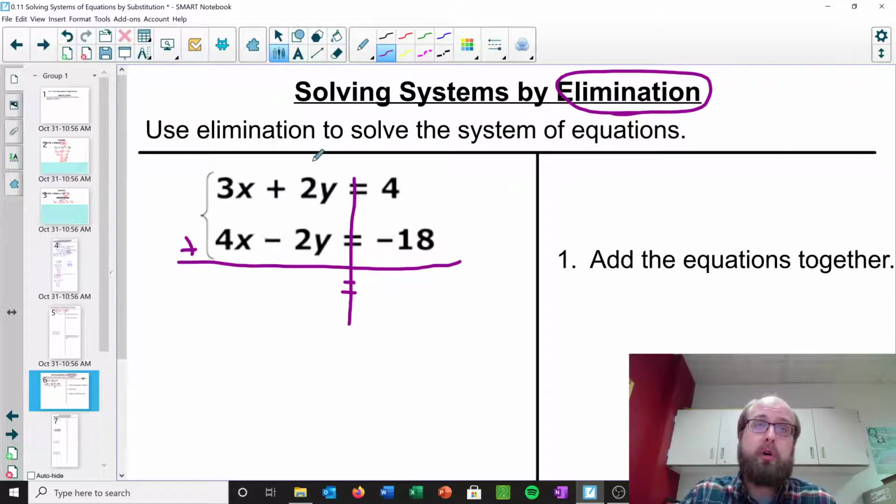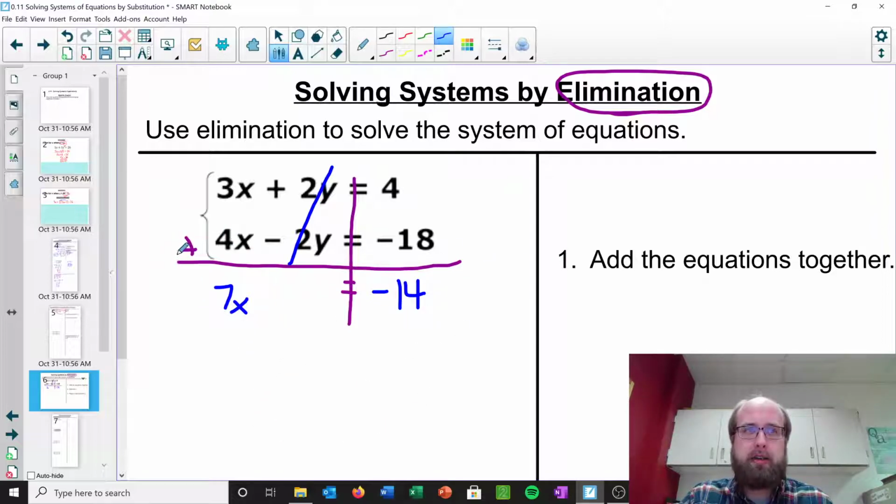And we just go ahead and we add our x's, we add our y's, and we add our numbers. And let's see what's going to happen when we do that. Well, right here we have 3x plus 4x. That's 7x. Here we have 2y plus a negative 2y. Well, those are going to cancel out. Okay? And then we have 4 plus negative 18. That's negative 14. Well, look at what we have left. By adding these together, the y's canceled out, and we are left with 7x equals negative 14.